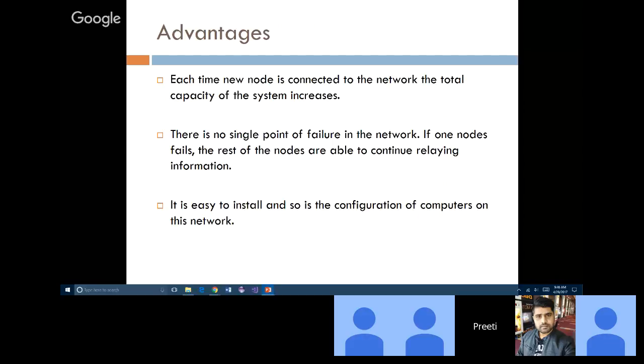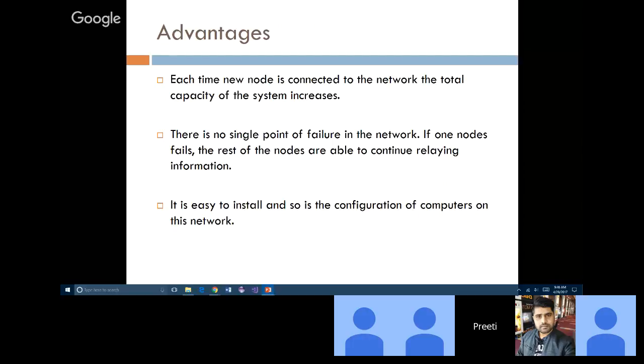When each node is connected to the network, the total capacity of the system increases, and there is no single point of failure in the network, which means, for example, if in a team one person cannot do the job, then others will take over. Because one person is not able to do the job doesn't mean the work will not get accomplished. So if one node fails, the rest of the nodes are able to continue the job.